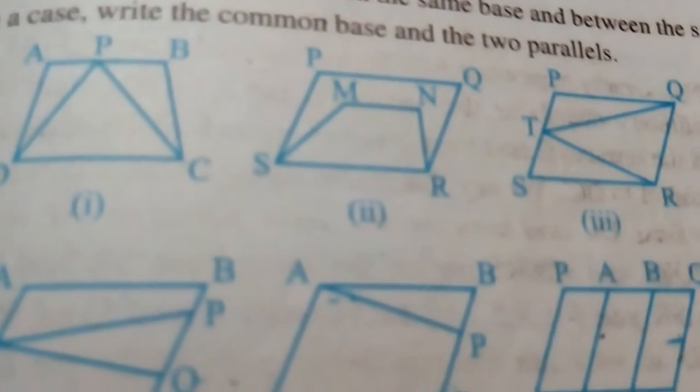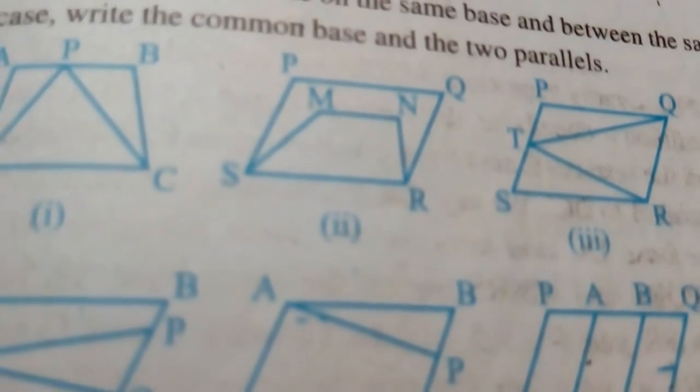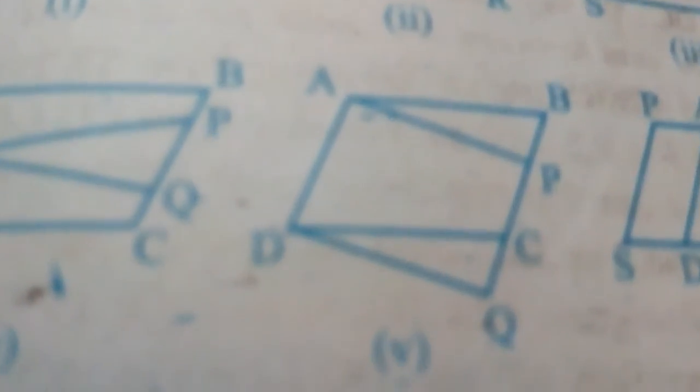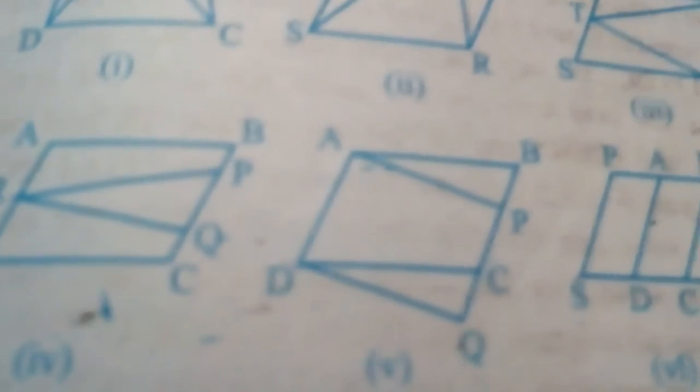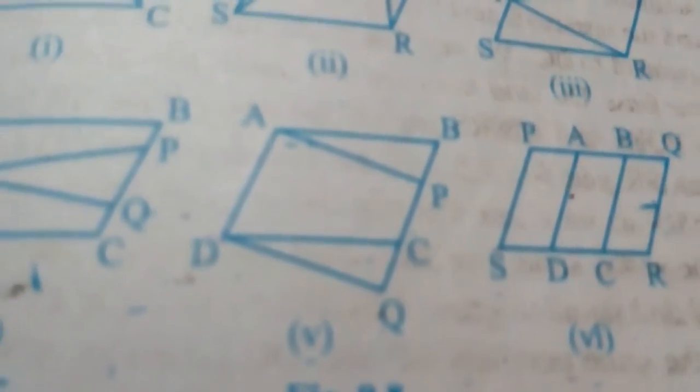In one, you write yes, they have the same base and they lie between the same parallel lines. They are not standing on the same base, but they are between the same parallel lines. Number 1 yes, number 3 yes, number 5 yes. Otherwise number 2, number 4 and number 6 are not standing on the same base.